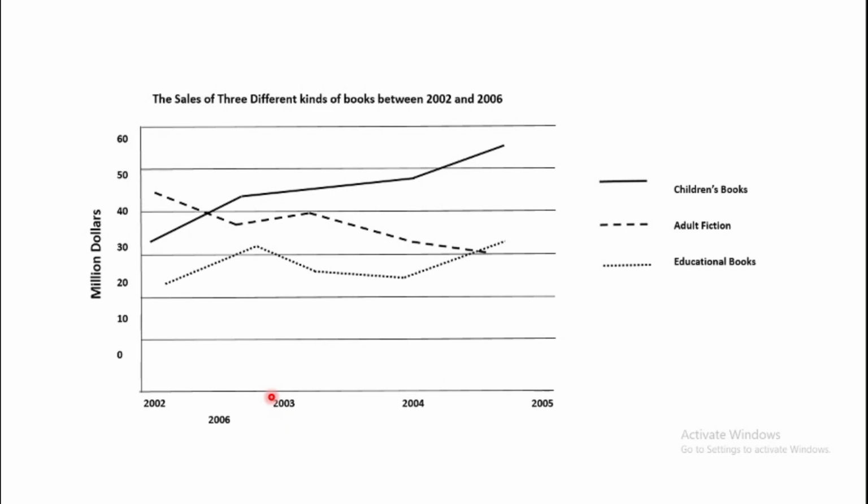As you can see, this is a line graph which shows the sales of 3 different kinds of books over a period of 5 years. First, please pause the video and analyze it on your own, and then see my answer. This line graph shows the sales of children's books, adult fiction and educational books. Now we'll see the overview.